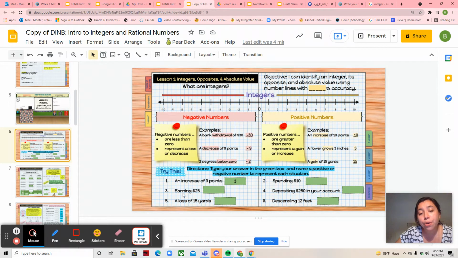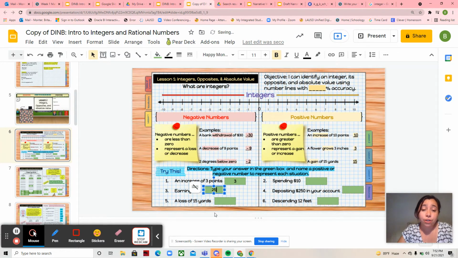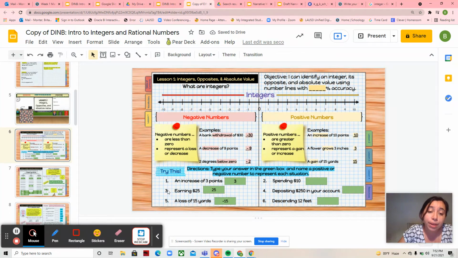So let's go ahead and read here. An increase of 3 points would be adding a 3. Earning of $25 would be that I earned $25. Let's say I have a loss of 15 yards. That's a loss. That means I'm taking it away, right? I don't have those yards anymore. I'm going to put -15. So you should have that in the first 1, 3, and 5.